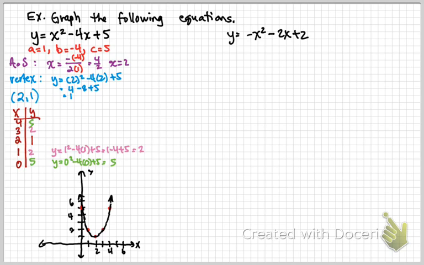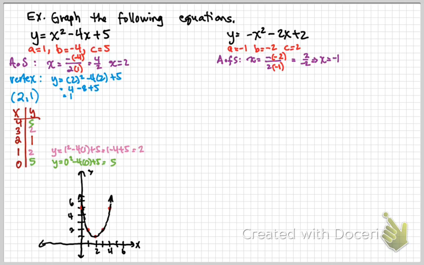So again, identify A, B, and C. A is -1, B is -2, C is 2. I'm going to figure out the axis of symmetry. And I get x is equal to the negative of B over 2A, which equals 2 over -2, which gives me x equals -1.